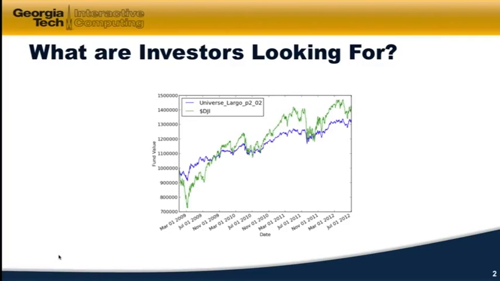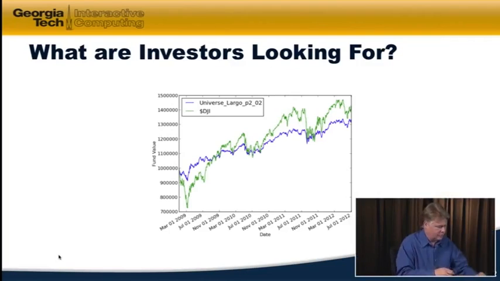Here's an example of a fund and a benchmark. For many funds, we need a benchmark, and in this case, our benchmark is the Dow Jones, and we're looking from 2009 to midpoint of 2012. The blue line here represents the fund that we're comparing against the benchmark.